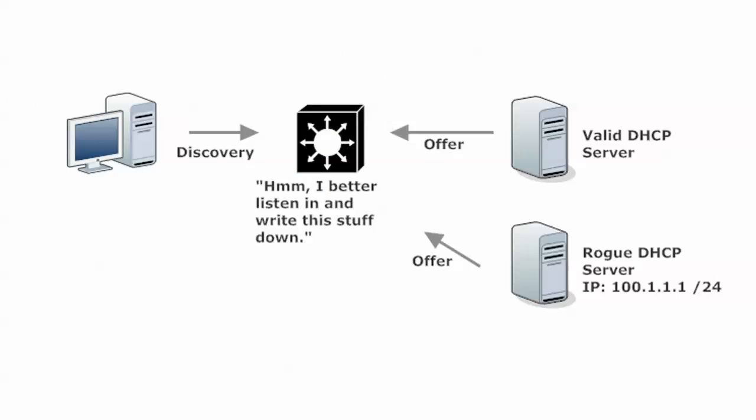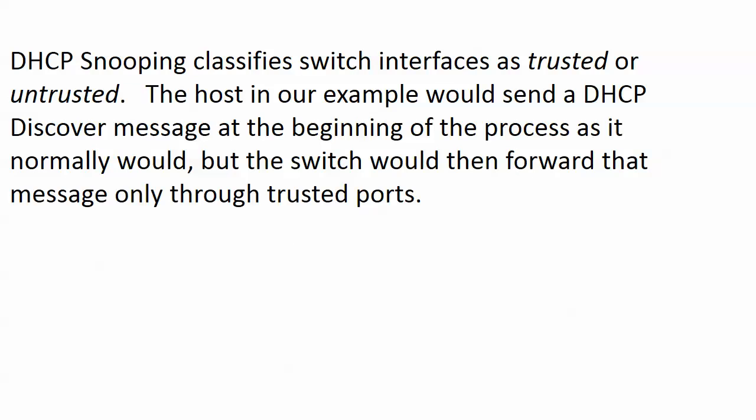So how do we get there? Well, again, this is what's basically going on. That multi-layer switch in the middle is listening and saying, hey, I'm going to write all this stuff down. I want to know what discover messages are coming in. I want to know what offer messages are coming in. And I want to decide who's trusted and who's not. Well, you and I are going to have to do that because DHCP snooping classifies switch interfaces as trusted or untrusted. And the host in our example is going to send a DHCP discover message at the beginning of the process as it normally would, as we looked at earlier.